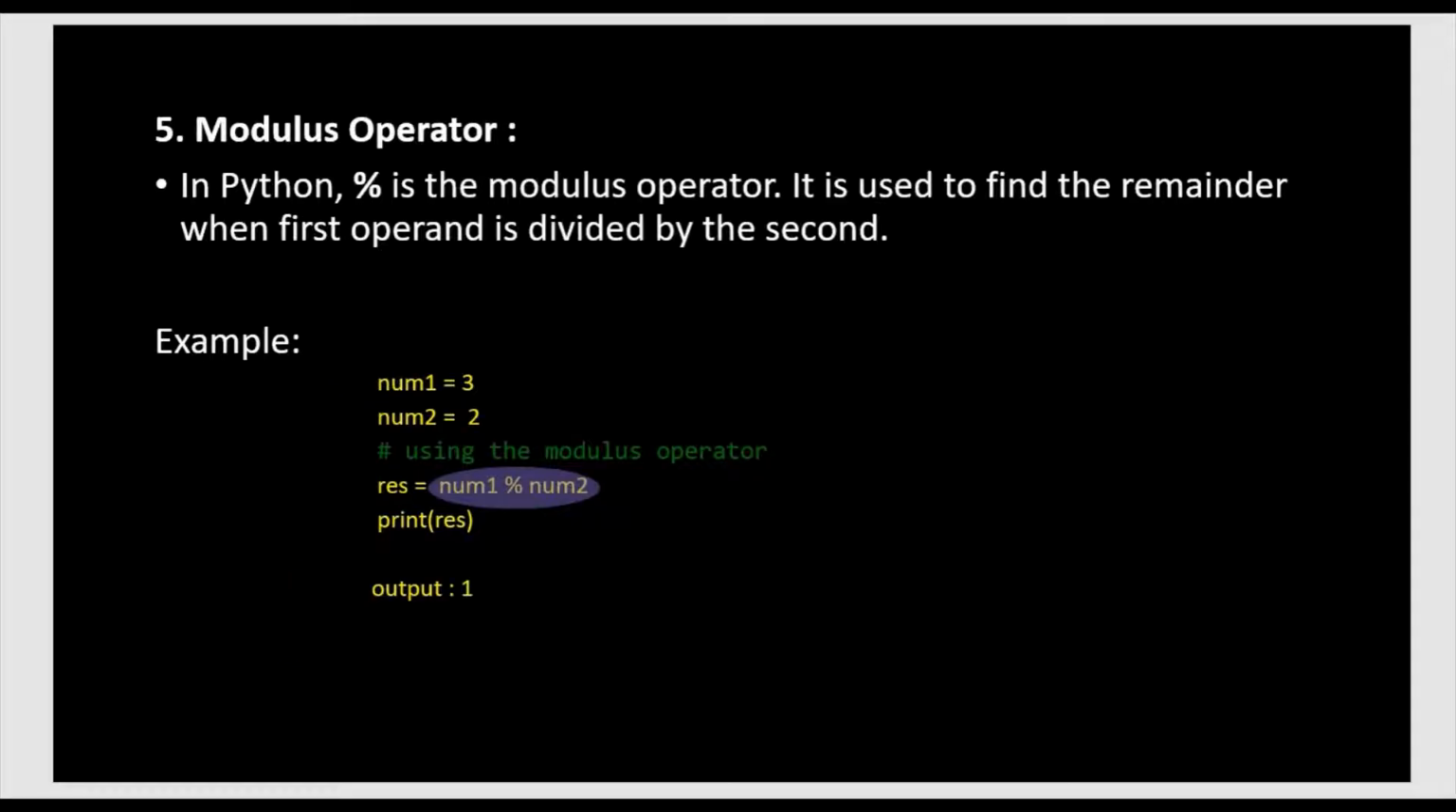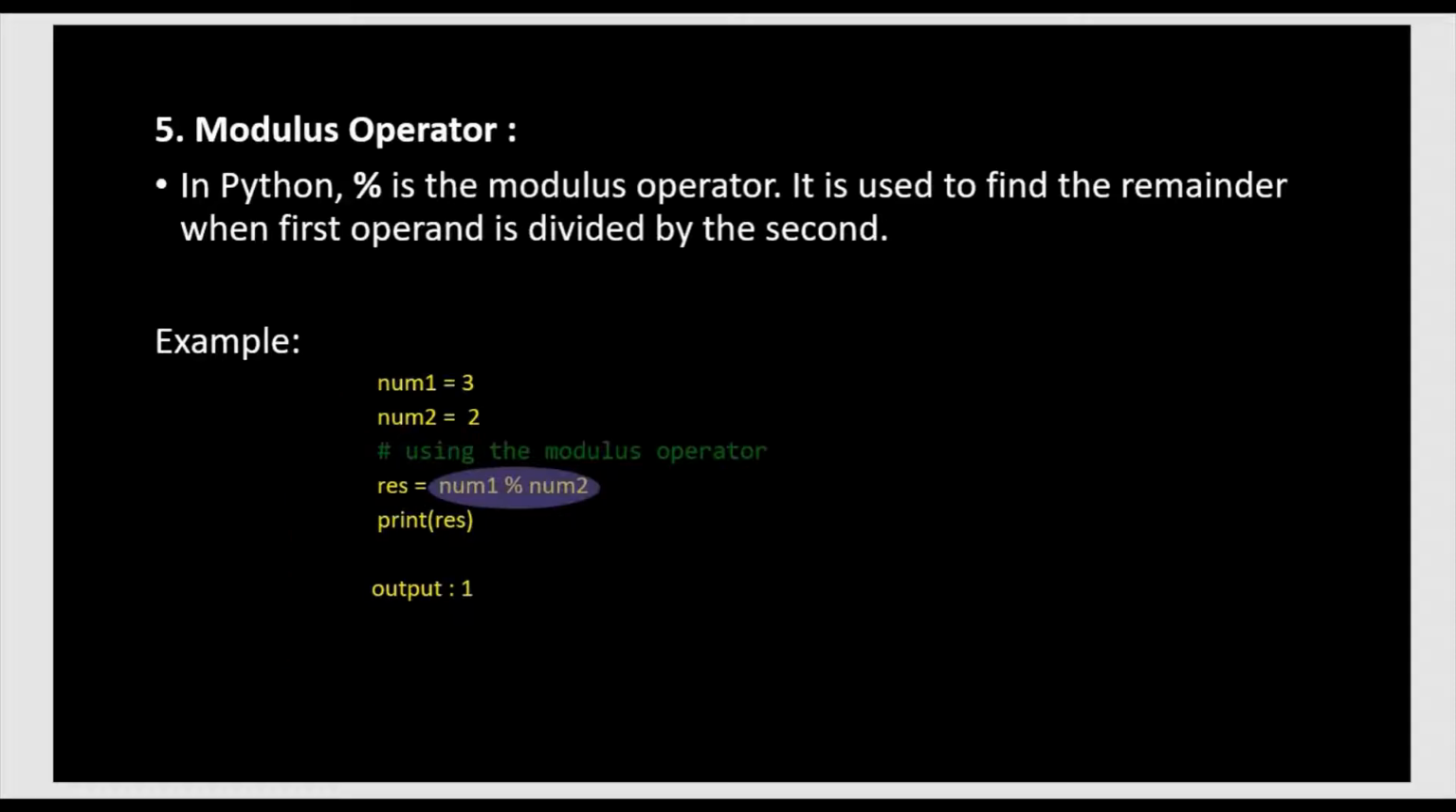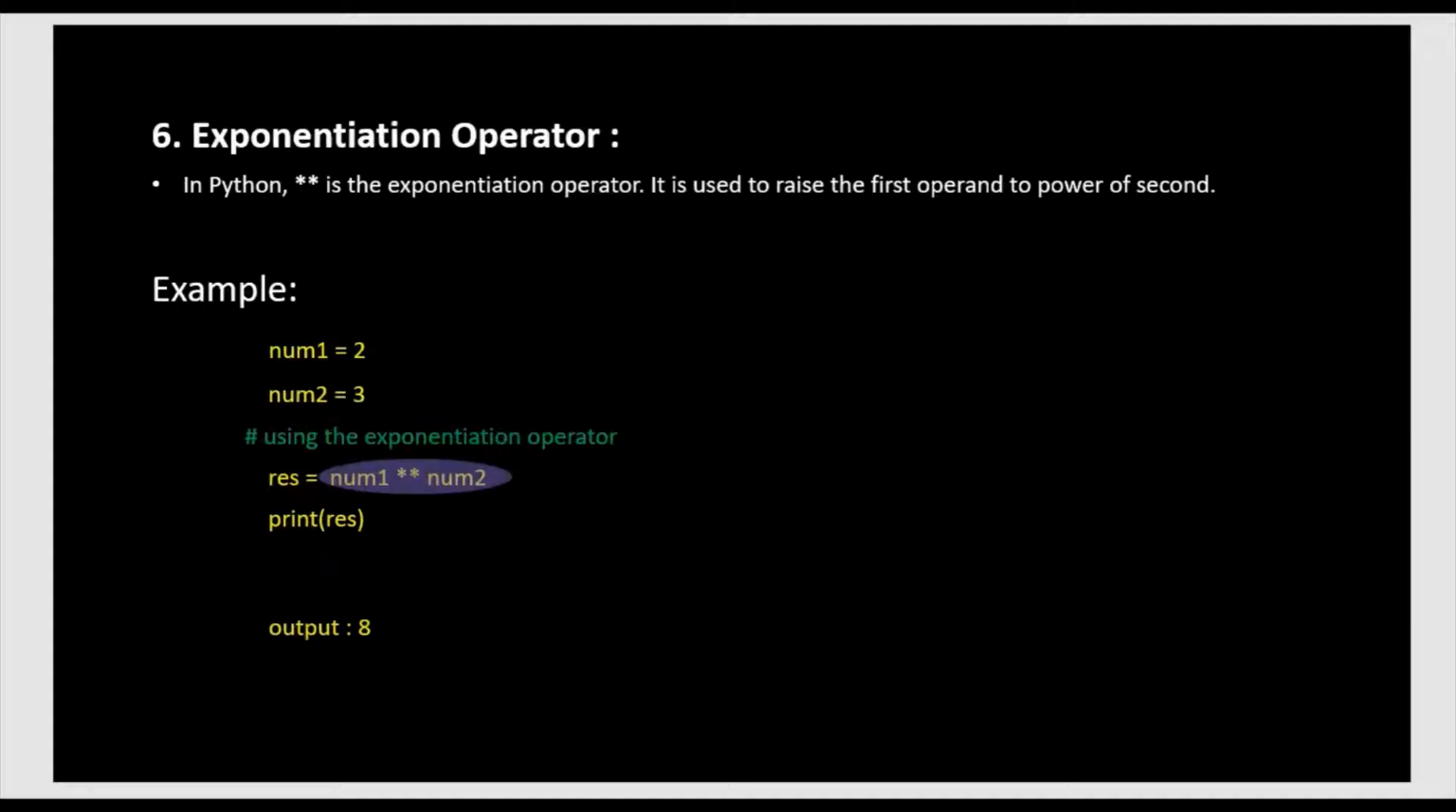And the modulus operator takes the remainder. There is a little difference. The division operator takes the quotient value and shows it as the result. In the modulus operator, we get the remainder, like 3 divided by 2 with the percentage sign equals 1. This is the difference.